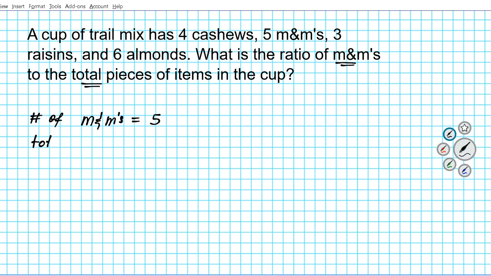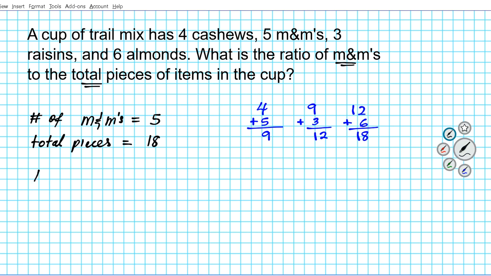All right. How about the total pieces? Total pieces in the cup? Well, we have to add the number of different pieces that we have in the cup. Okay, so let's go ahead and do that calculation on the side. We have 4 cashews and 5 M&Ms, so 4 plus 5. That will give us 9. And then to this 9, we're going to add the number of raisins. There are 3 raisins, and that's 12. And then to this total, we're going to add the number of almonds. There are 6 almonds, so that's 18. So there are a total of 18 pieces of items in the cup. So total pieces is 18.